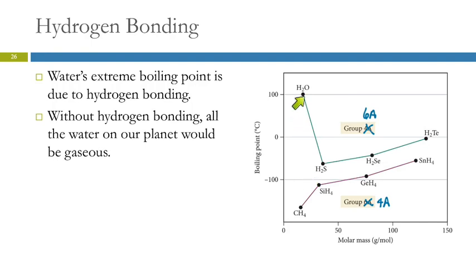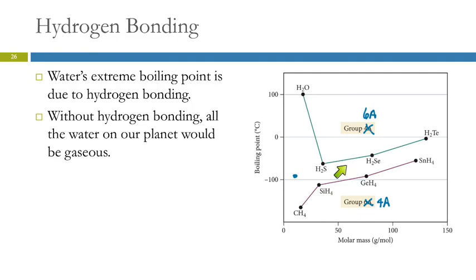For group 6A, we've got oxygen, sulfur, selenium, and tellurium. These are all polar molecules, so we see that overall the boiling points are higher than for the nonpolar molecules. But the other interesting thing we see is this trend, again, because as you increase the molar mass, the dispersion forces get stronger. But who's bucking the trend here? Water. If we're just looking at the trend, we would expect water to be somewhere down here, around minus 100 degrees Celsius. But its boiling point is way up here.